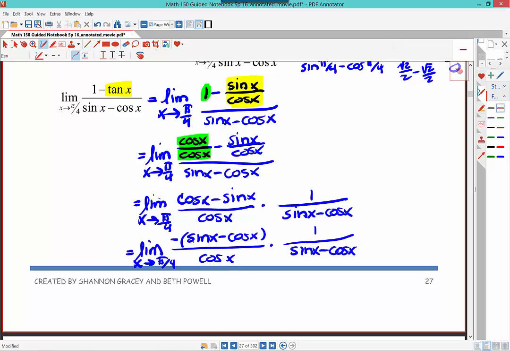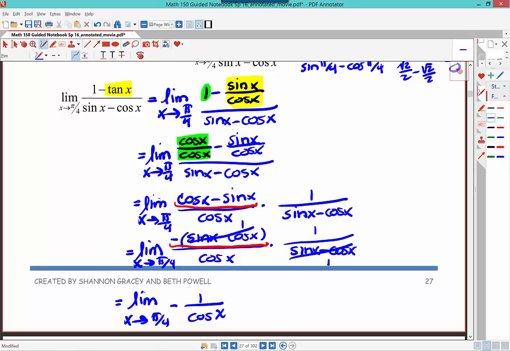So this guy can be written like this. And of course, we can divide this out. And we'll end up with the limit as x approaches pi over 4 of -1 over cosine of x.